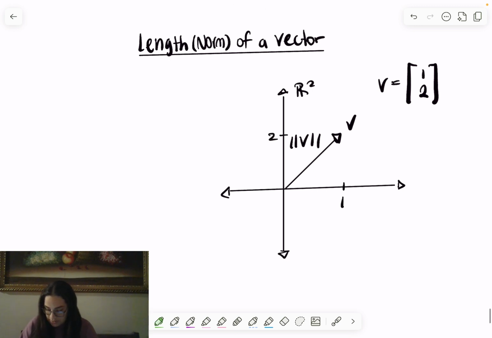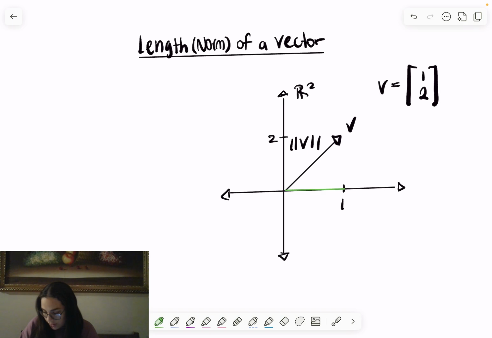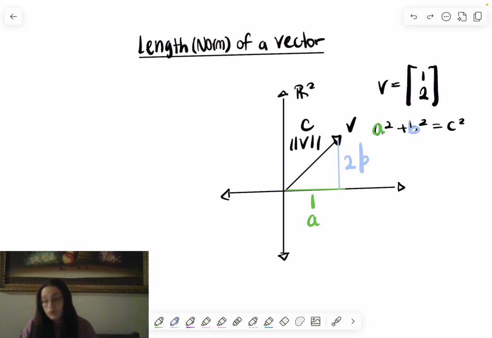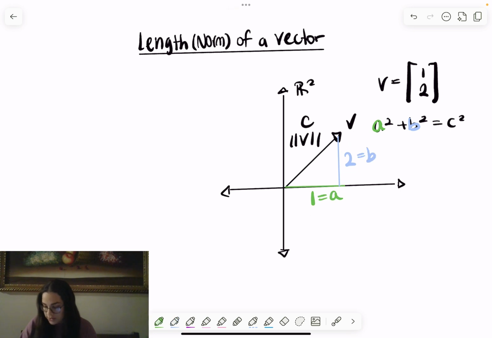What this means is that if you go 1 to the right, this length here is 1, and if we go 1 to the right and then 2 up, this length right here, this line, is 2. From here, you can use the Pythagorean theorem. You can say a squared plus b squared is equal to c squared. Remember that c is always your hypotenuse, a is the bottom, and b, the way I like to remember it, is b has a long line, and so does this long vertical line, so this is b. So then we can say that 1 squared plus 2 squared is equal to c squared.